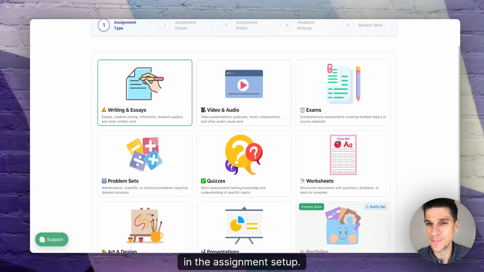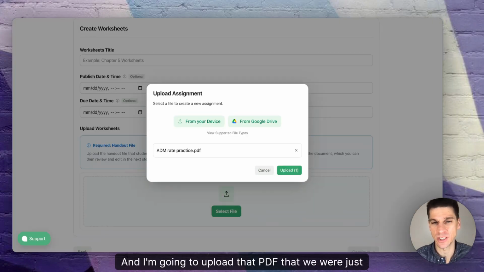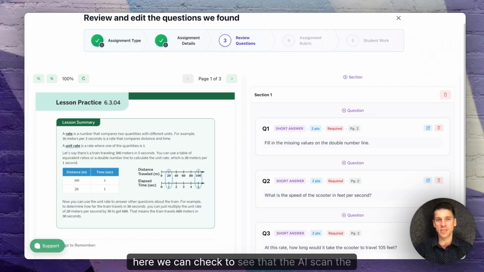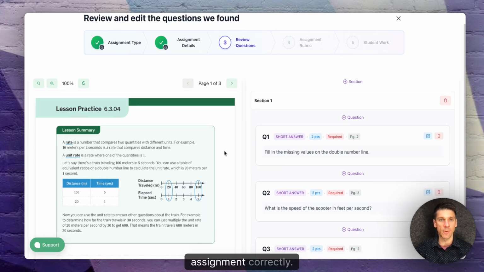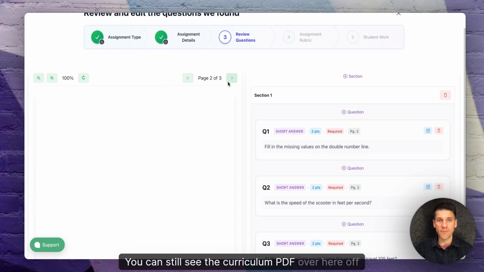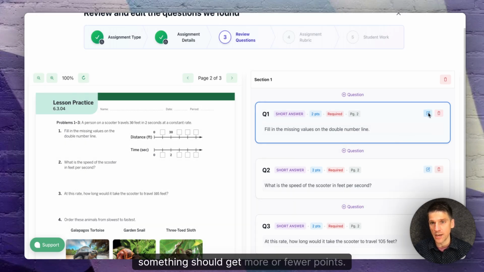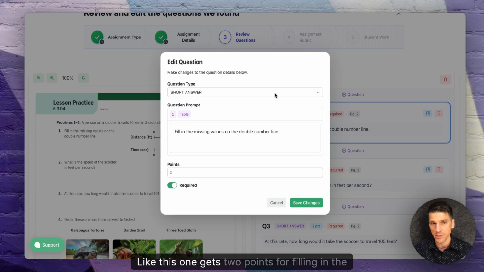In the assignment setup, I'm going to click on Worksheets, and I'm going to upload that PDF that we were just looking at. Okay, here we can check to see that the AI scanned the assignment correctly. It looks really nice to me. You can still see the curriculum PDF over here off to the left. You can click in on the right if you think something should get more or fewer points, like this one gets 2 points for filling in the missing values on the number line.